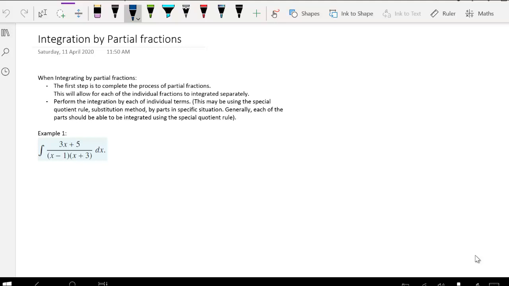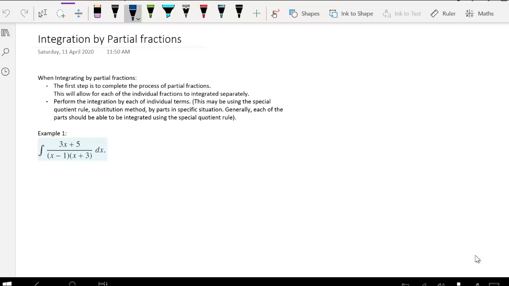In this lesson, we're looking at the process of integration by partial fractions. So obviously the whole idea is at the start, we want to go through that process of partial fractions, break it into the two individual fractions or more. And after we have done that, we can integrate the individual parts. So I'll go through a couple of examples so you can see the process in full.